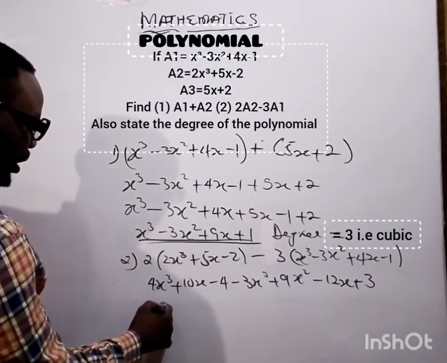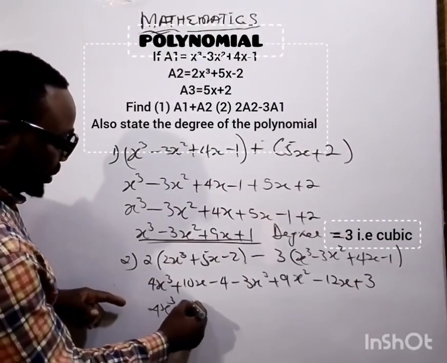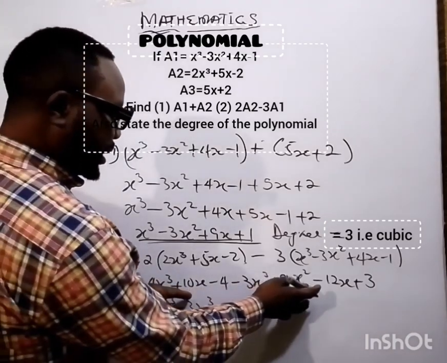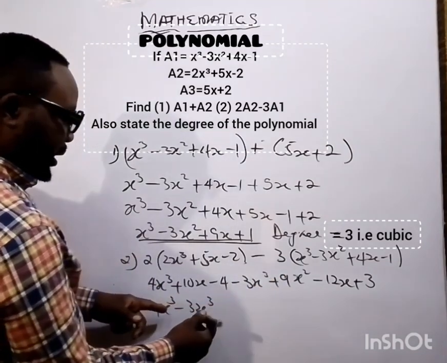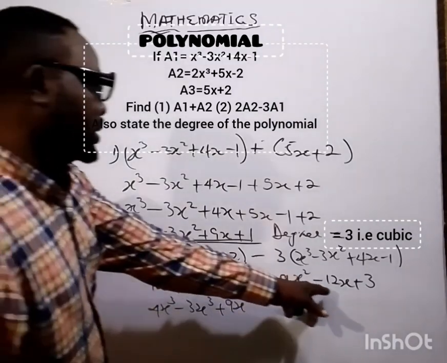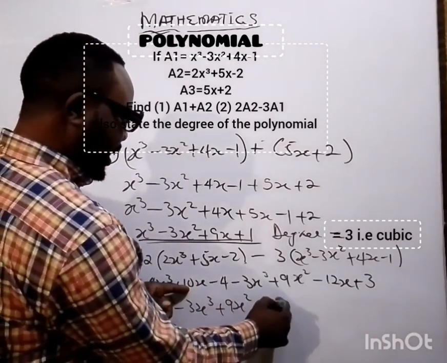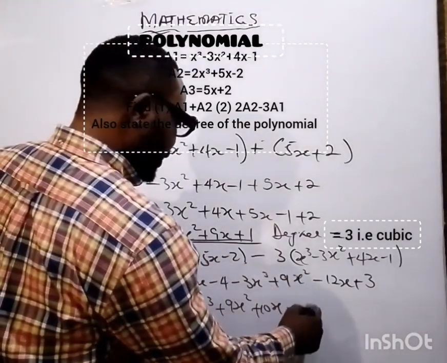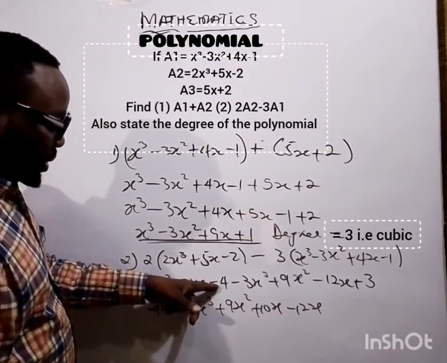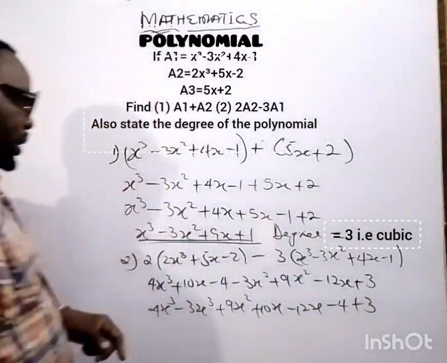Bring it together. We are going to have 4x cubed. By collecting the like terms now, 4x cubed minus 3x cubed. We are through with this x cubed. What is the next term? That is in the order of descending. That's plus 9x squared. No other term has x squared. So we move to the value with x now. Plus 10x minus 12x. We are through with the x value. Then we have the constant there, which is minus 4 plus 3.